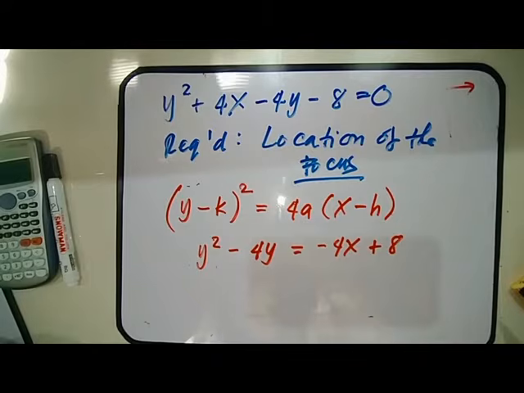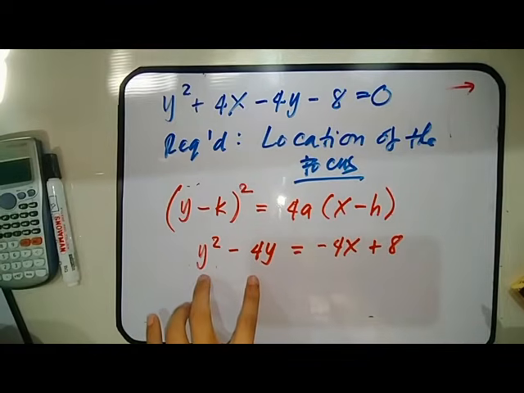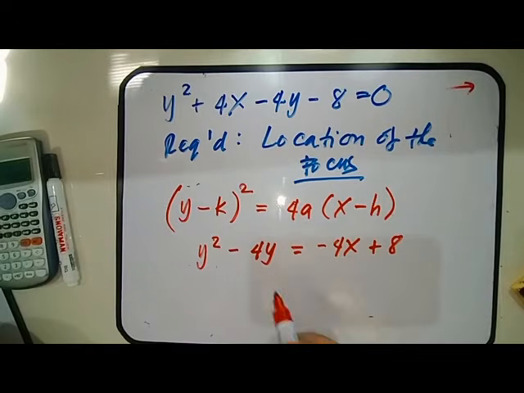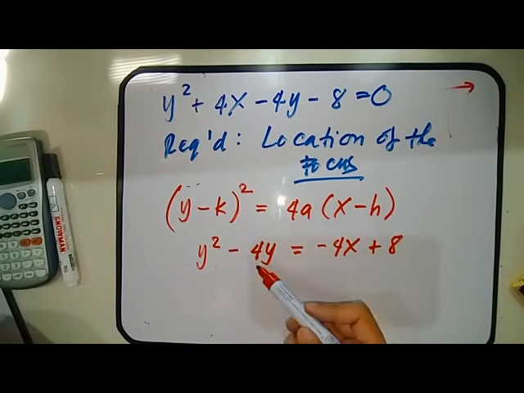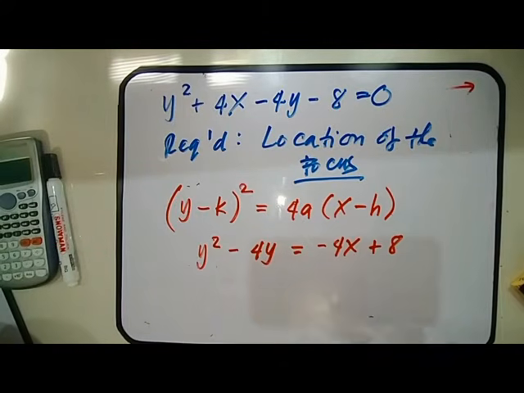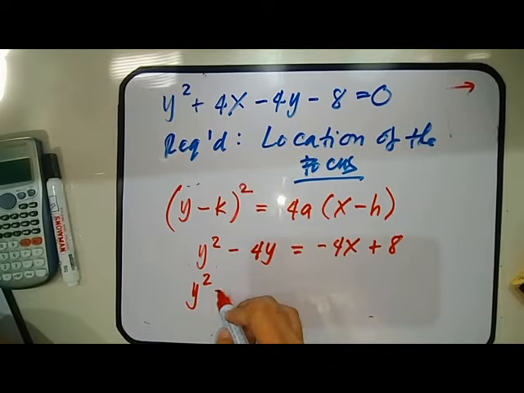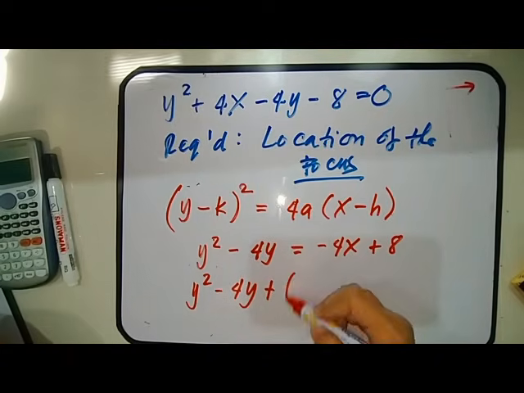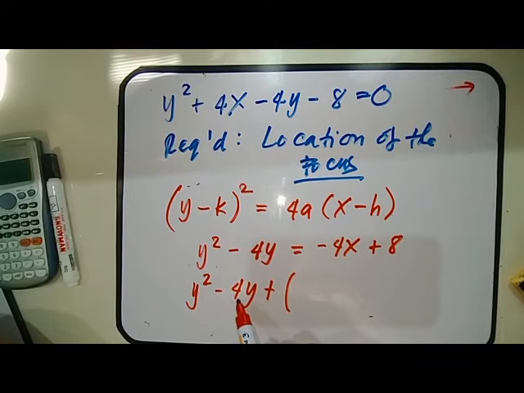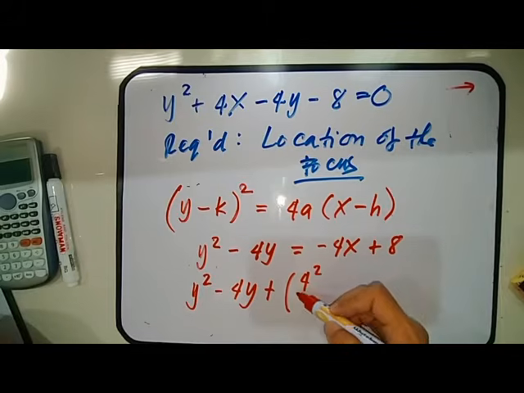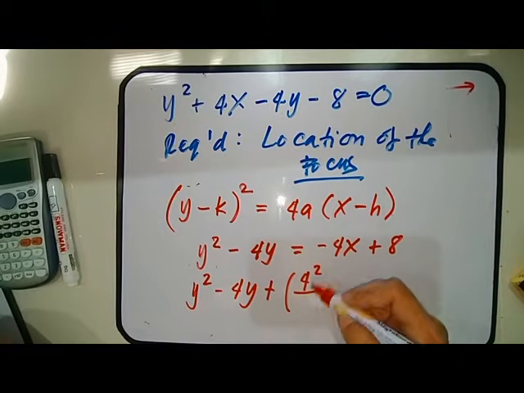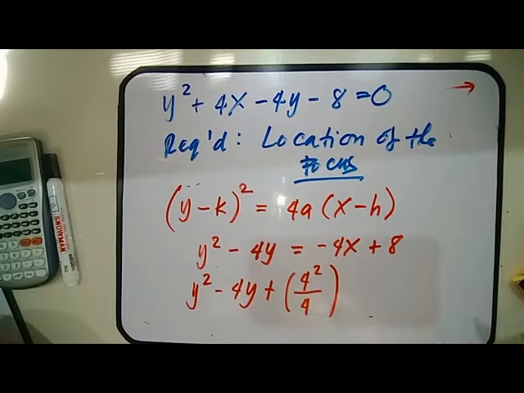Now, i-complete square natin siya. So, in this expression, paano natin siya makokomplete? So, ang titingnan lang natin yung coefficient ng first degree y. Yung coefficient ng first degree y here is 4. So, y squared minus 4y. So, ano yung i-add natin para makomplete square siya? We just simply square this coefficient of our first degree, let's say 4 squared, and i-divide natin siya sa 4. So, yun ang formula natin.